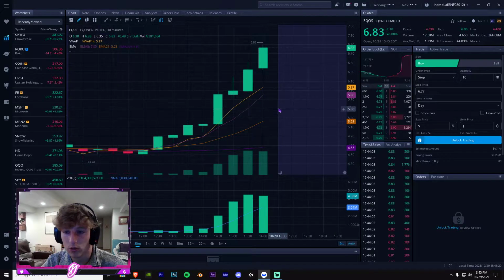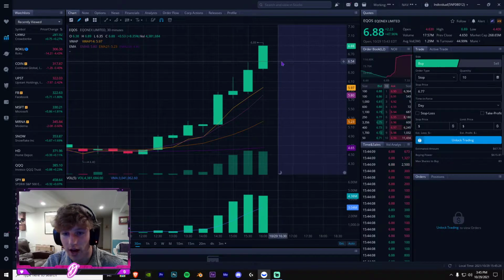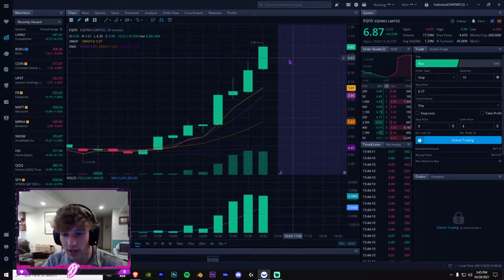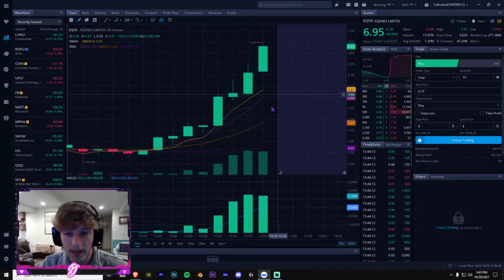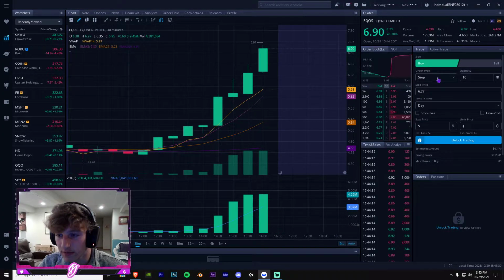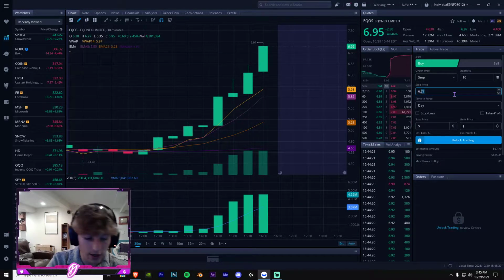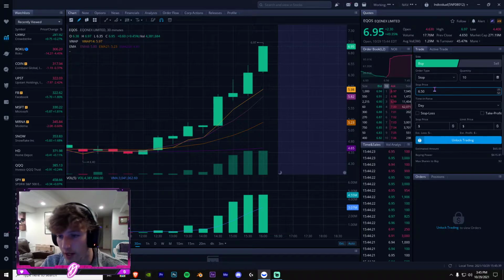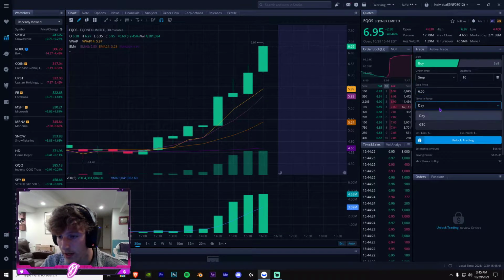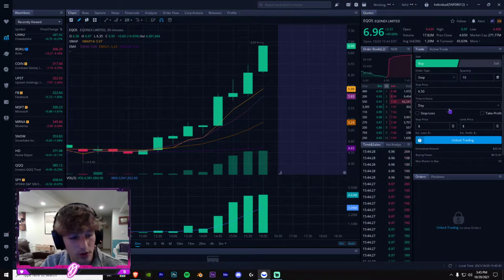Basically, a stop loss order is, say I bought right now at 685 and it drops to 650 and I wanted to minimize my risk, so I put my stop loss at 650. If we go to just the word stop, this is a market order. So say I'm in at 685 and I want my stop loss at 650, I would write 650. And again, you want the time in force to be day.